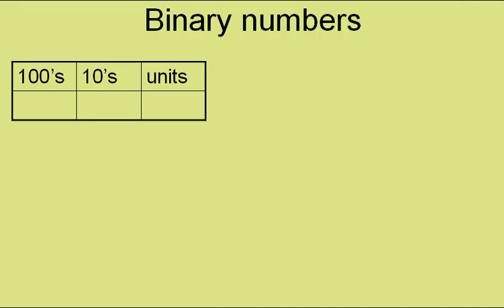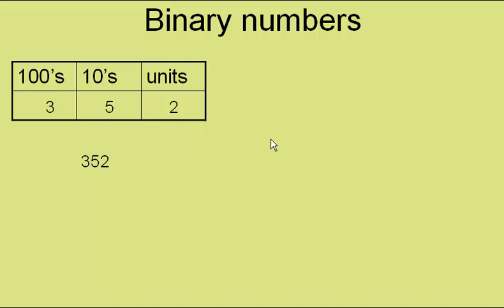To understand the process, we first need to understand binary numbers. You'll be familiar with decimal numbers, where we have a units column, a column 10 times bigger with the tens, a column 10 times bigger again with the hundreds. So for example, the number 352 is made up of 3 hundreds, 5 tens and 2 units.